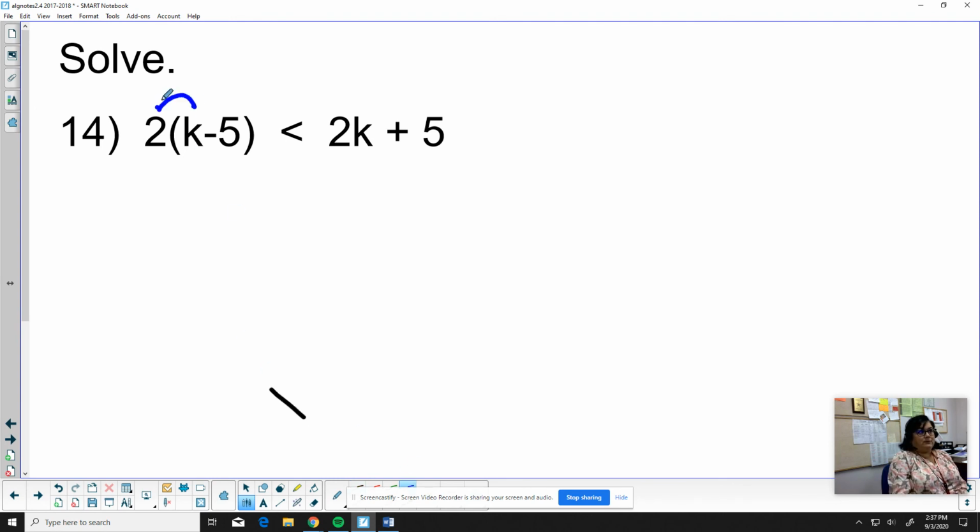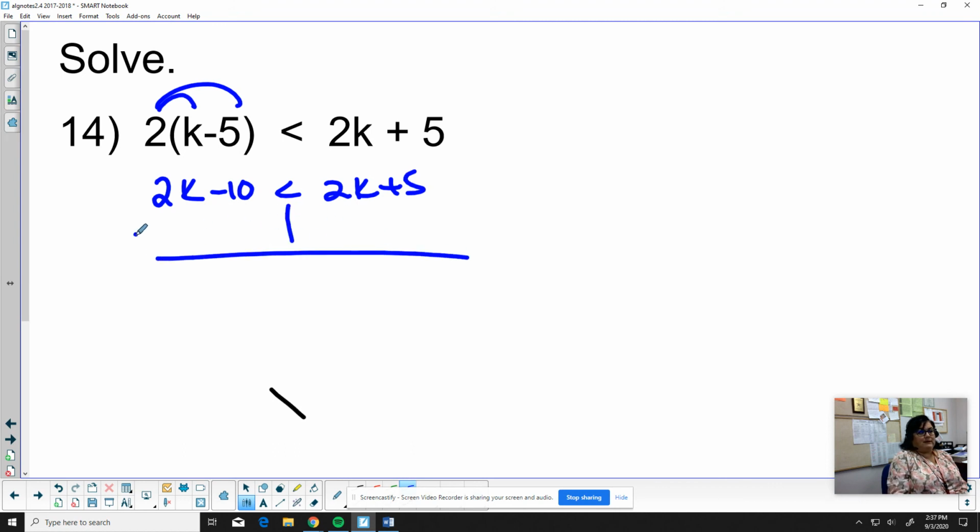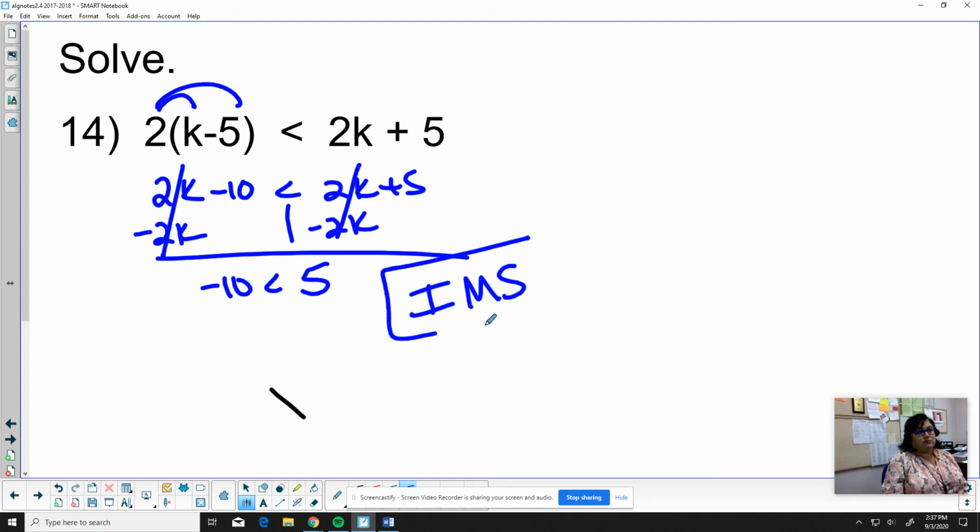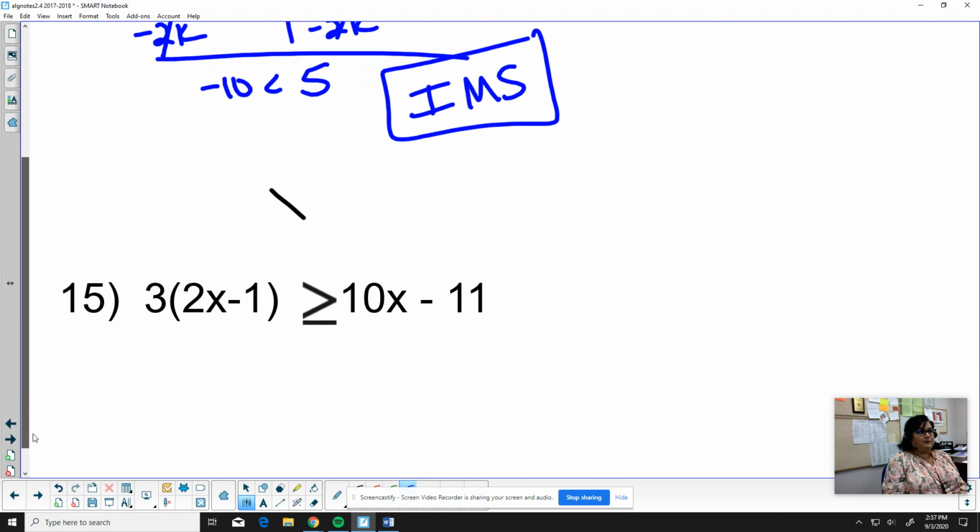So we're going to distribute the 2. So this is 2k minus 10. I'm multiplying 2 by each one. And again, I noticed that the 2k's are the same. So I'm thinking no solution or infinitely many, but I have to make sure. So those cross out and the constants drop. And to decide, I have to see if it's true. So negative 10 is less than 5. That is true. So this is infinitely many solutions, or some teachers say all solutions, which totally works.